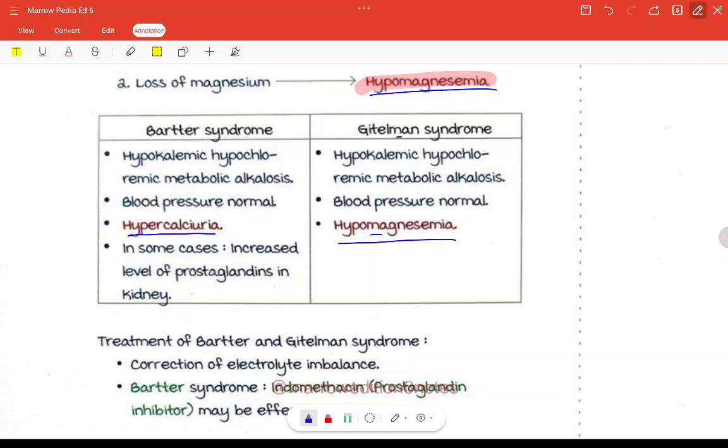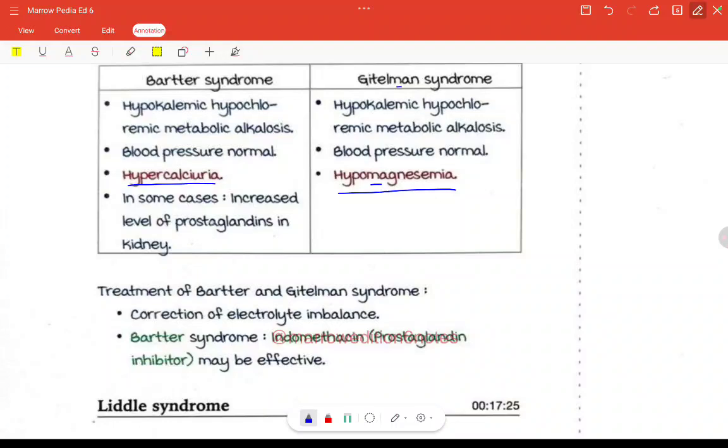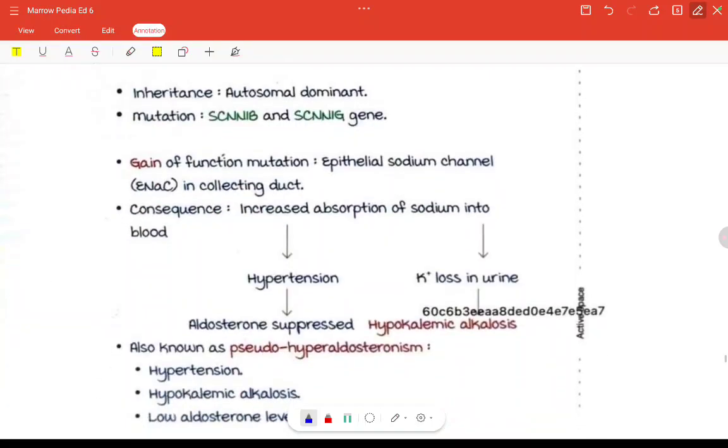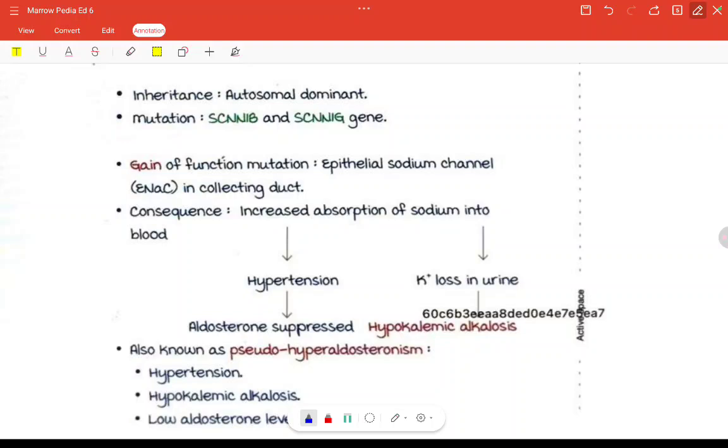In some cases, there is increased level of prostaglandins in the kidney. Treatment of Bartter and Gitelman syndrome is correction of the electrolyte imbalance. In Bartter syndrome, we can give indomethacin, a prostaglandin inhibitor, which may be effective. In Bartter syndrome, what can be effective? Indomethacin. Now coming to Liddle syndrome, its inheritance is autosomal dominant.